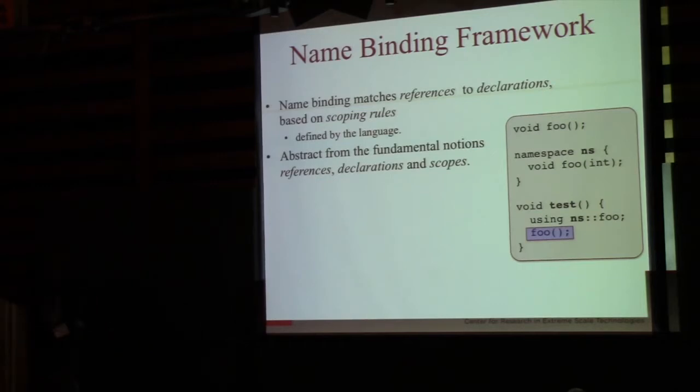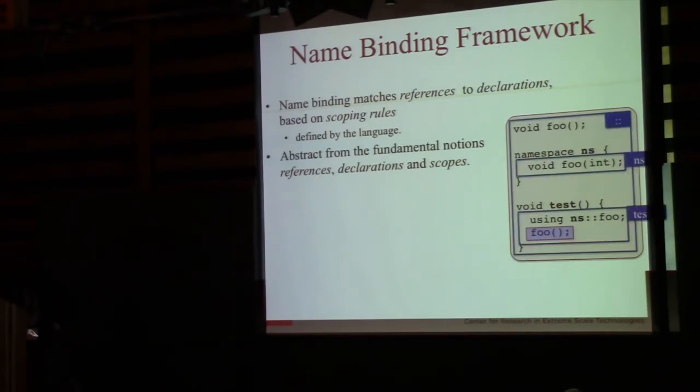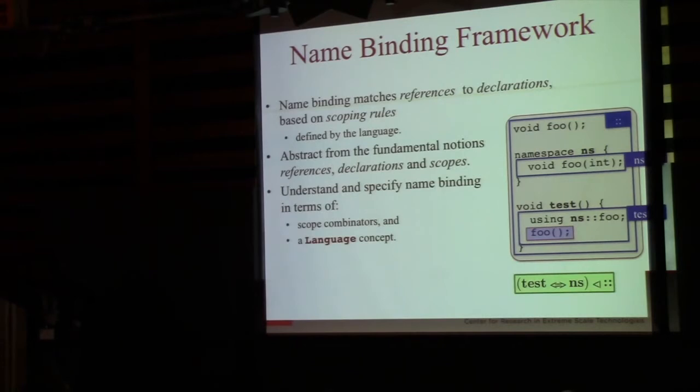That terminology actually changes from one language to another. So what we essentially want to do is take a reference like that one, like the function call to foo there, and based on the scoping rules of the language, identify several scopes that are contributing to the binding of that name. And eventually what we want to do is figure out which one of the foos that are available in those scopes is actually the one that that function call refers to.